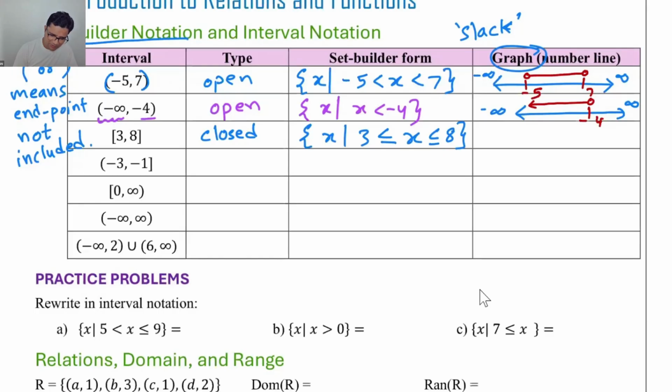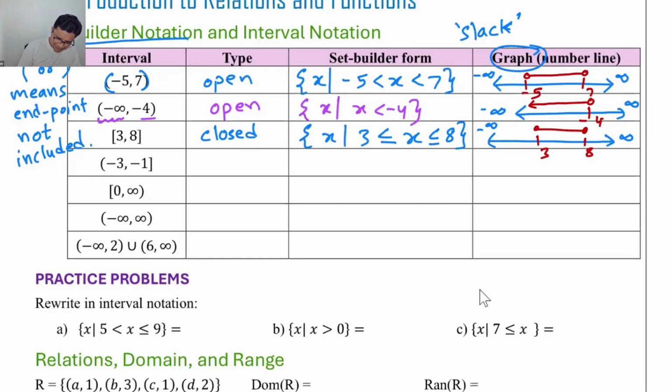And you can guess now what happens on the number line. You can go ahead and draw. Think: if the open interval was shown with open circles, what would you do for a closed interval? You will use solid circles or filled in circles, 3 to 8, like that.